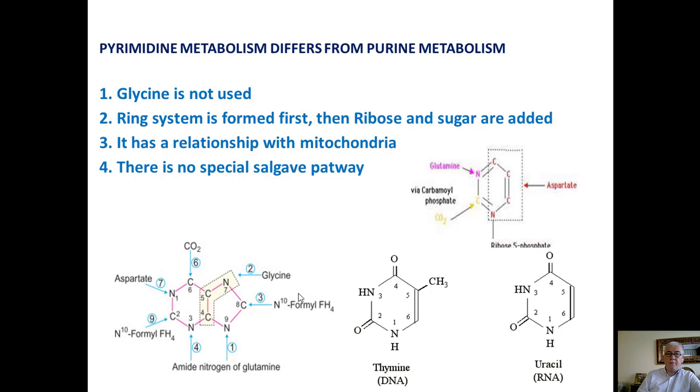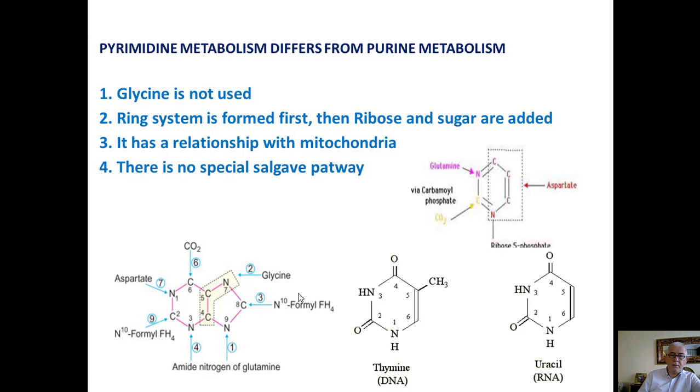Pyrimidine metabolism differs from purine metabolism. First, we cannot use glycine. The ring system is formed first, then ribose and phosphate are added. In the purine system, we first need one ribose phosphate, then add the ring system step by step.